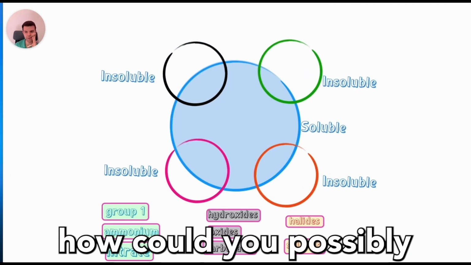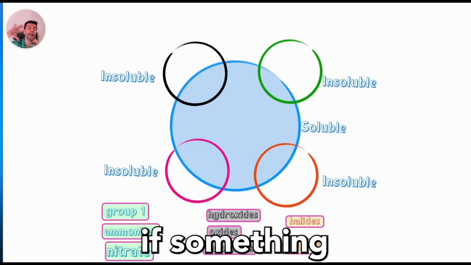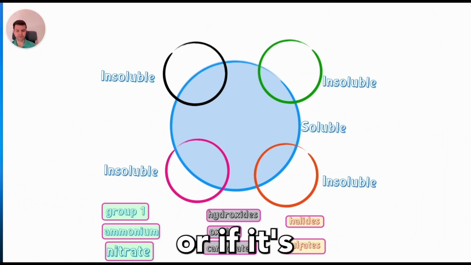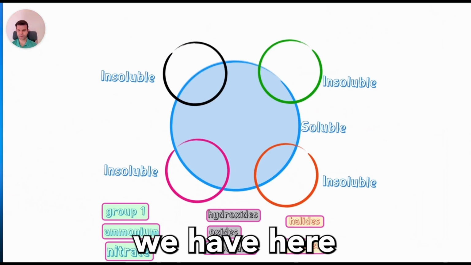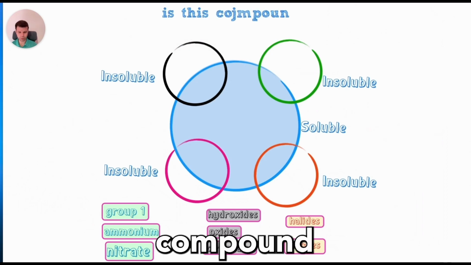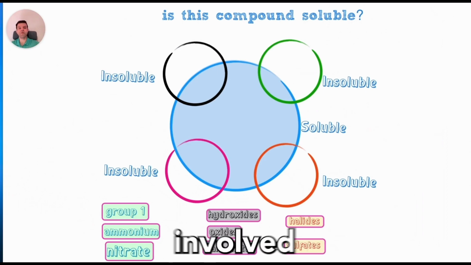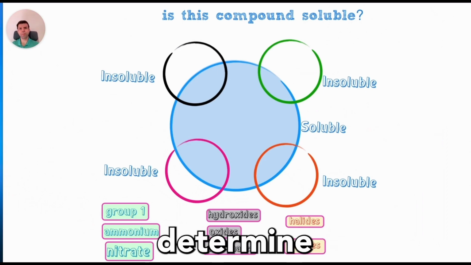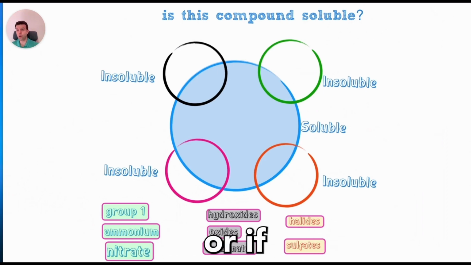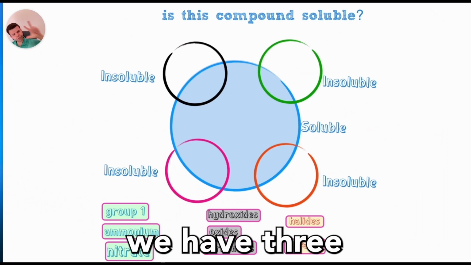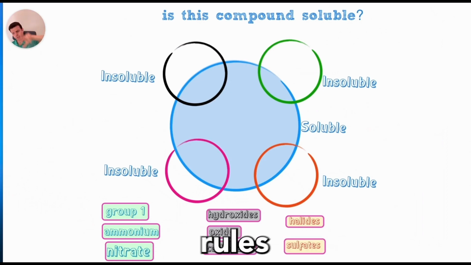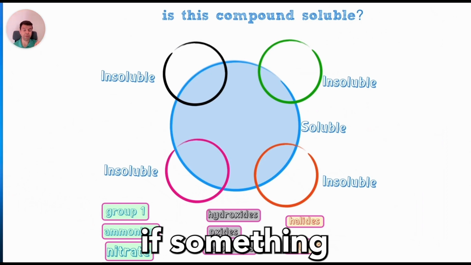How could you possibly determine if something is soluble or if it's insoluble? Again, the big question we have here is: is this compound soluble or not? So how can you tell, by the elements involved in this compound, if it's soluble in water or insoluble? Now, we have three very strong rules in chemistry. They tell you if something is soluble.